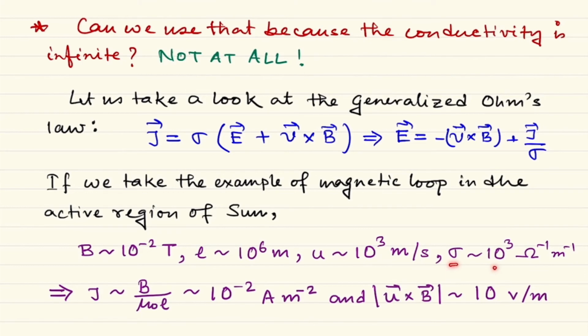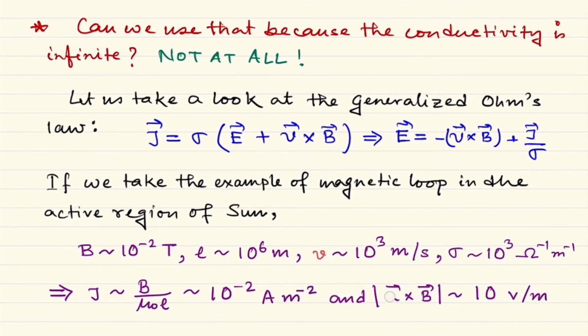And sigma is 10 to the power 3 ohm to the minus 1 meter to the minus 1, and you can see that is high, but that is not infinitely large. 10 to the 3 is a moderately large number. So J, which is B by mu 0 L, because it comes from 1 by mu 0 curl of B, just by order analysis we can say will be of the order of 10 to the minus 2 ampere per meter square.